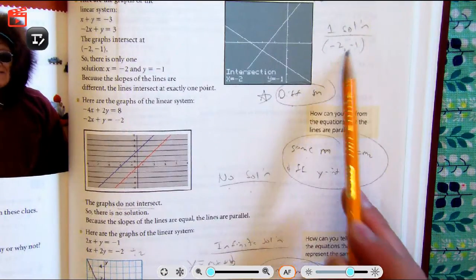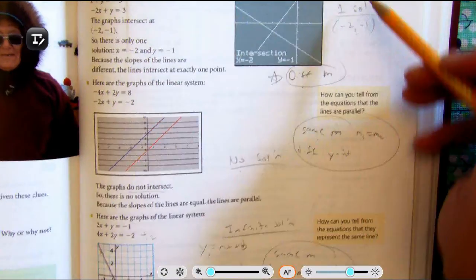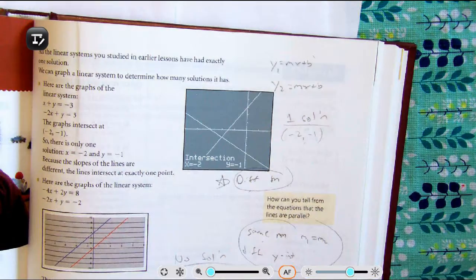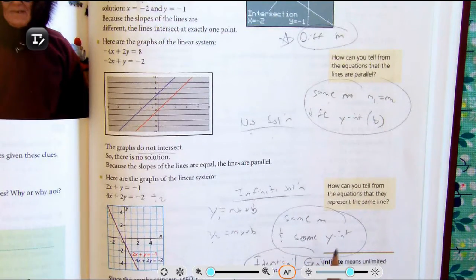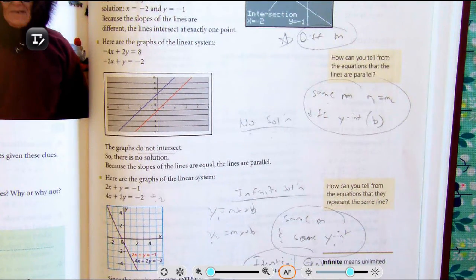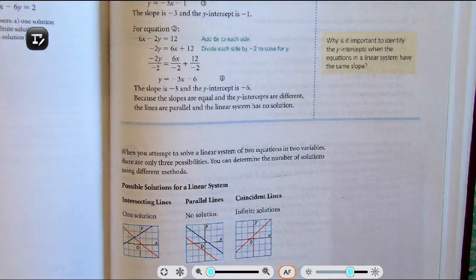Most of the time, you're going to get that. If these ones have the same slope, but a different b value, you're going to have no solution. If you have the exact same slope and the exact same b value, it's the same line, therefore infinite solutions. I think that's pretty much it.